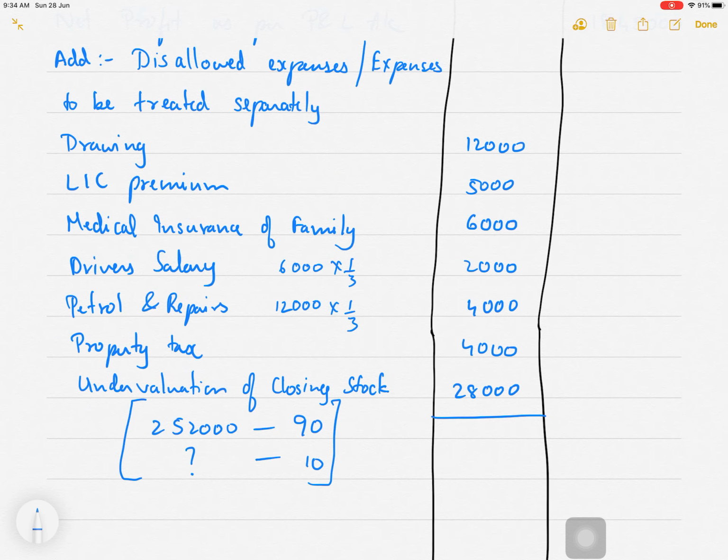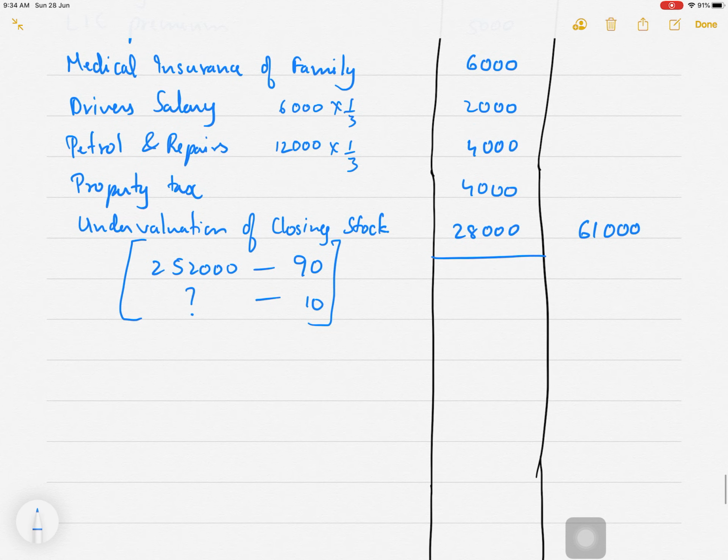Total it and write in the outer column. 12,000 plus 5,000 plus 6,000 plus 2,000 plus 4,000 plus 4,000 plus 28,000. It comes to 61,000.